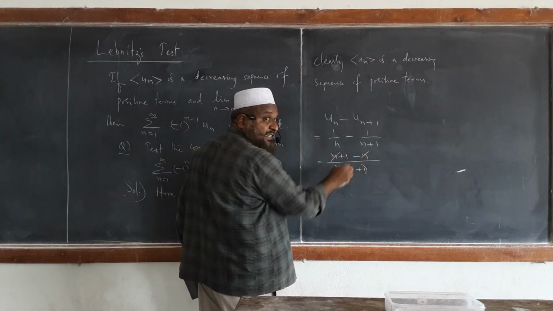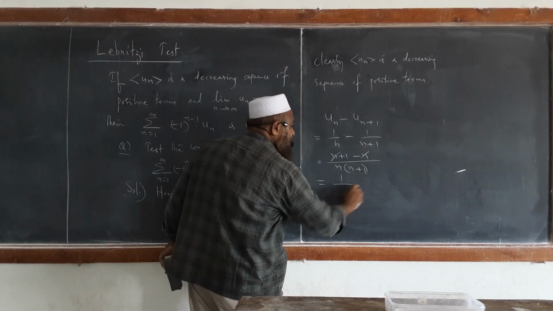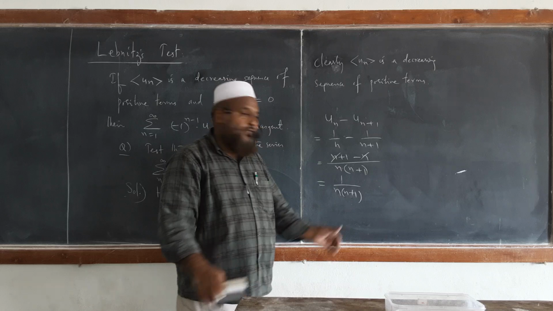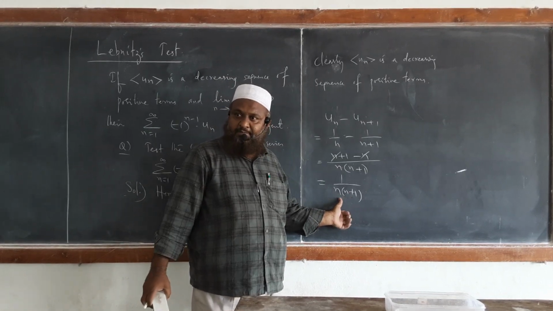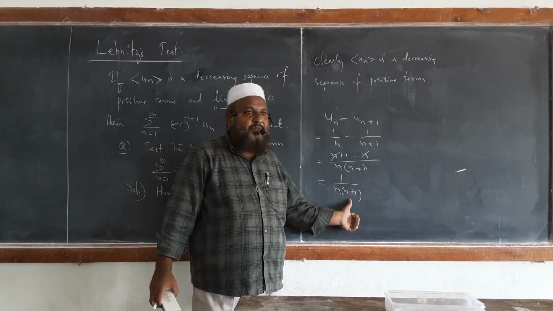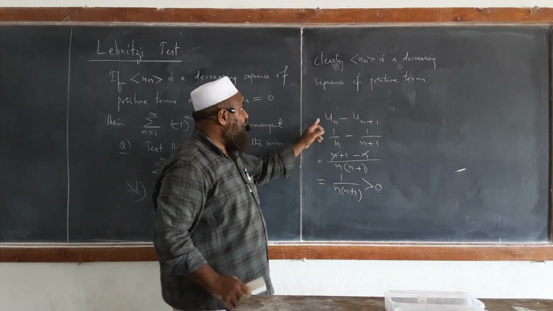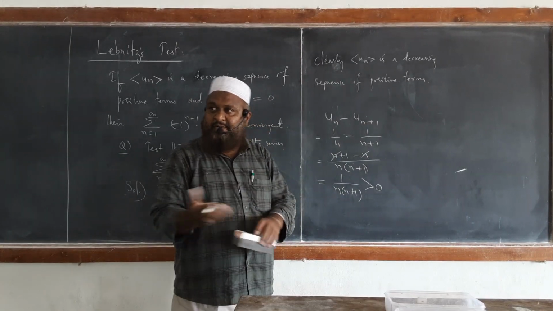So this gets cancelled. 1 by n into n plus 1. What is n? Natural number. So n plus 1 is again a natural number. Positive. 1 by positive is positive. So this is greater than 0 for every n value. Therefore Un is greater than Un plus 1.